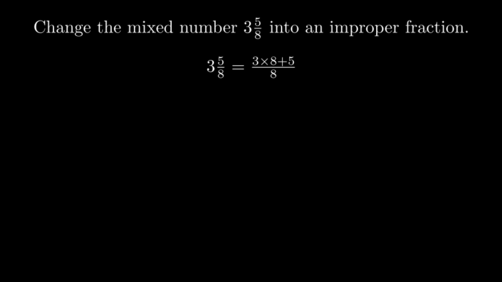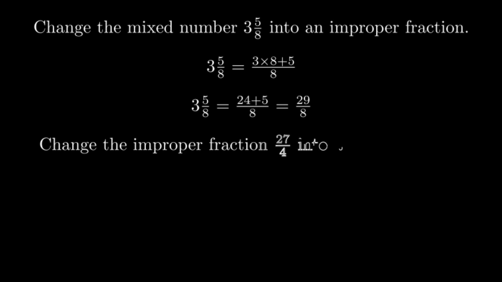So we calculate 3 times 8, which is 24, and then add 5. 24 plus 5 is 29. So 3 5/8 is equal to the improper fraction 29/8. Now let's go the other way. How do we change an improper fraction into a mixed number? Let's convert 27/4 into a mixed number.